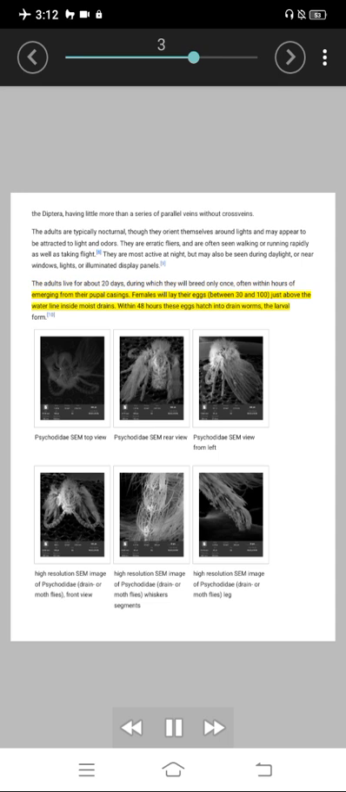Females will lay their eggs, between 30 and 100, just above the water line inside moist drains. Within 48 hours these eggs hatch into drain worms, the larval form.